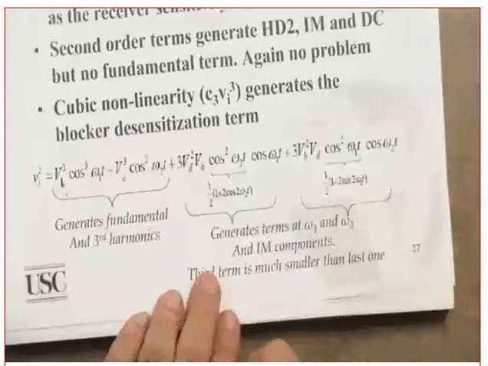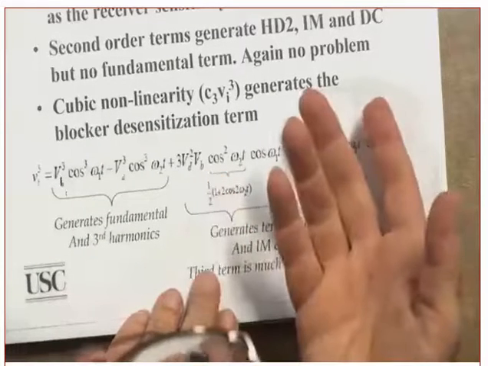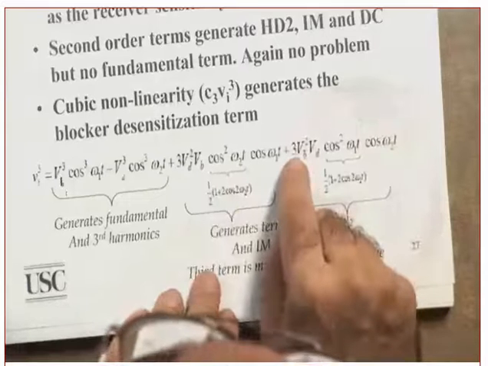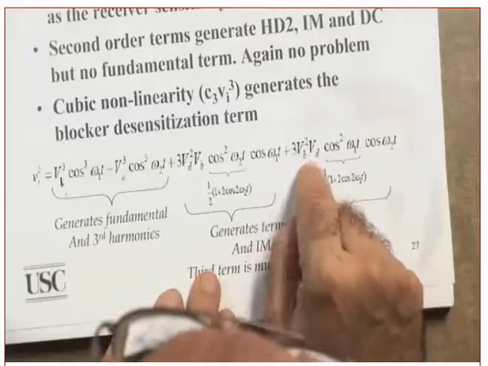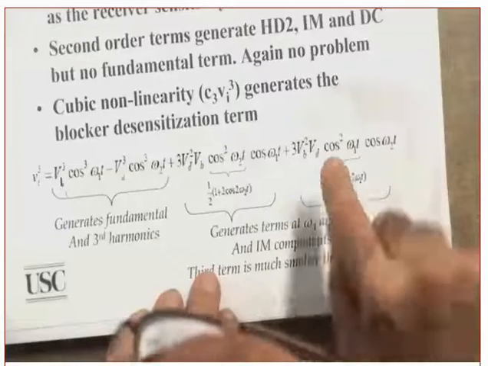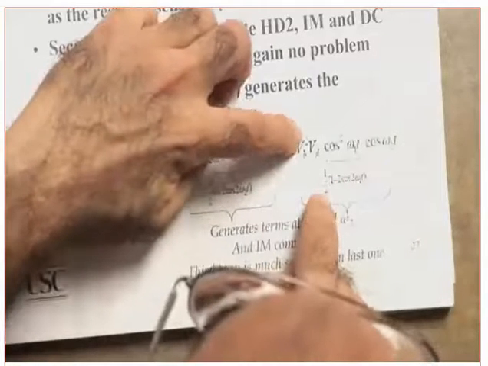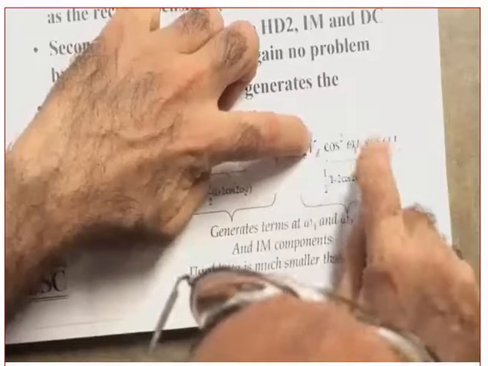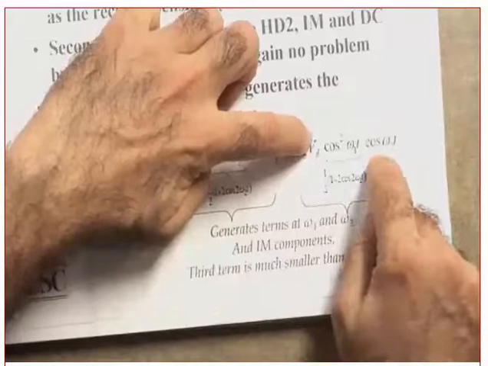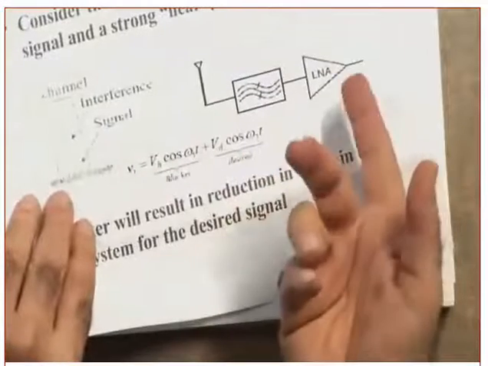Can you go back to the previous page? Concentrate on this term. This term is negligible. Agree? Okay, so what do I have here? Listen to me. 3 V_B squared V_D cosine squared omega 1 t. What is the cosine squared omega 1 t? It's 1/2 plus this. I want you to see this term. 3/2 V_B squared V_D times what? Cosine omega 2 t. Yes? At what frequency is this term? It's the desired frequency, which is omega 2. It's not on omega 1 anymore.